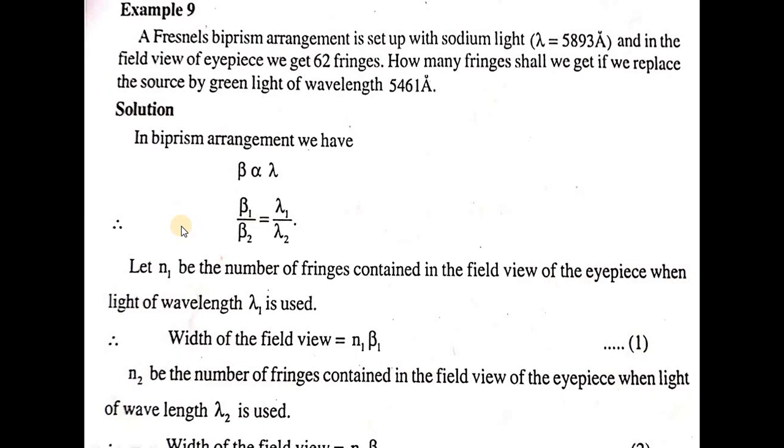So in the next class we will discuss the Fresnel two mirror arrangement and some of the problems, and we will wind up the class, and with this we will finish the interference by division of wavefront. Next we will discuss the interference by division of amplitude, then diffraction, Fresnel diffraction and Fraunhofer diffraction.